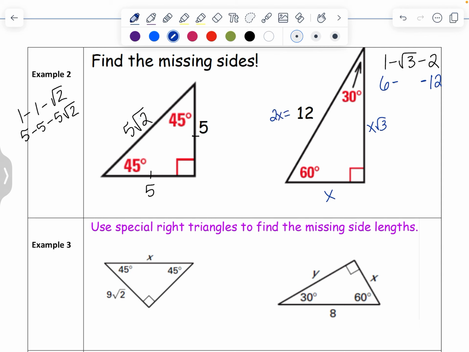So your shortest side is going to be half of your hypotenuse, so 6. And then your long side is going to be the square root of 3 times as big as the short side, or 6 square roots of 3, so that the ratio is proportional. It's all 6 times as big. So the values I was looking for here were the short side and the long side.